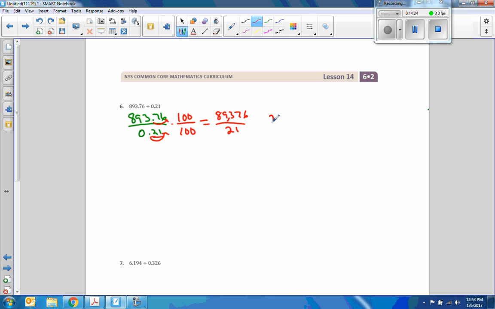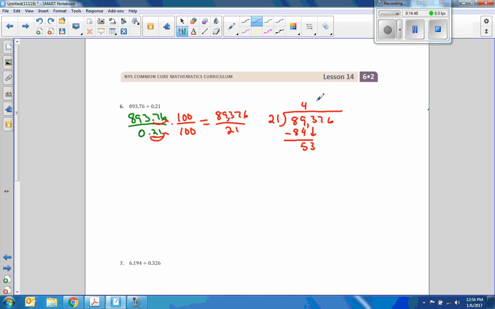Okay. Now we're going to do the quotient algorithm, division algorithm. So we're going to take 89,376 and divide it by 21. So 2 will go into 20, will go into 80 4 times. 4 times 1 is 4. 4 times 2 is 8. Subtract. Bring down 5. Bring down 3.